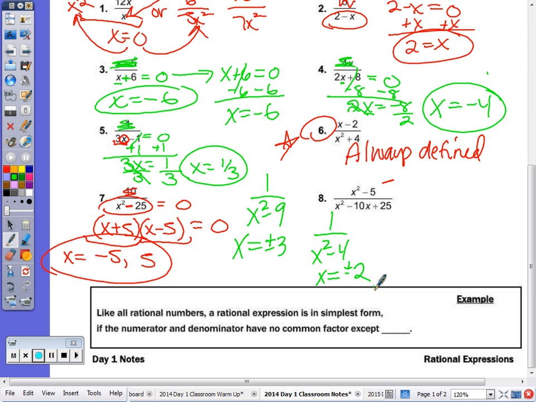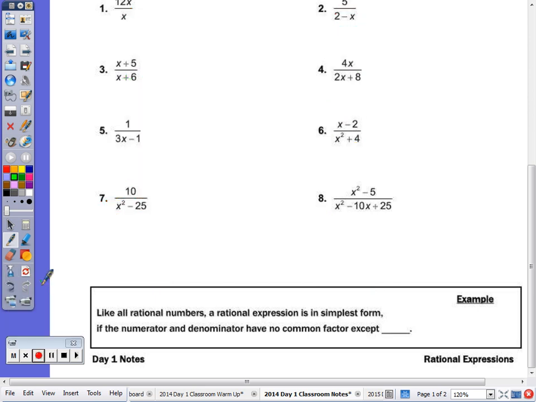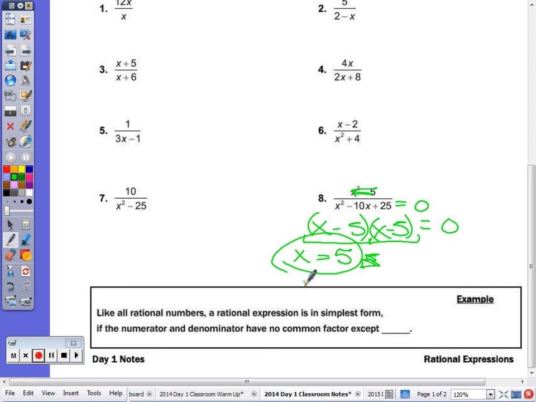Last one. I don't think anyone's going to be able to see this in their head, so we really do need to set it equal to 0 and factor to find the roots. Again, we're not concerned with the numerator. Factors of a positive 25 that combine to a negative 10. So x times x, it is 5 times 5. And what would the sign have to be, Alex? Negative. So I end up with a root of 5 and another root that's the same, that's 5. You don't have to write it twice. We can just say x is equal to 5.